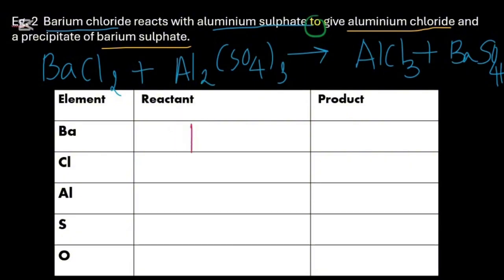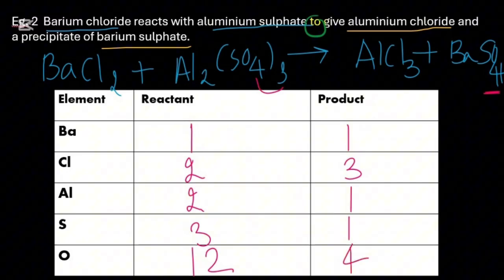Now let's count. Barium is 1 on reactant side and product side. Chloride is 2 on reactant side, 3 on product side. Aluminum is 2 on reactant side and 1 on product side. Sulfur is 3 on reactant side, 1 on product side. Oxygen is 12 on reactant side and 4 on product side.